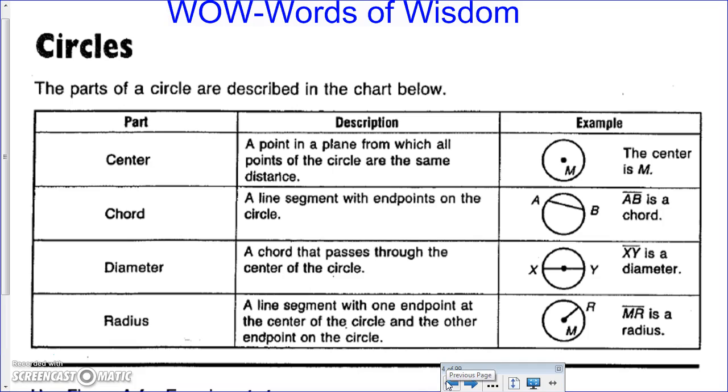The parts of a circle are described again in the chart below. The center is the point in the middle from which all the other points of the circle are the same distance. So in this example, the center is M. And then you have another example for chord, diameter, and radius.